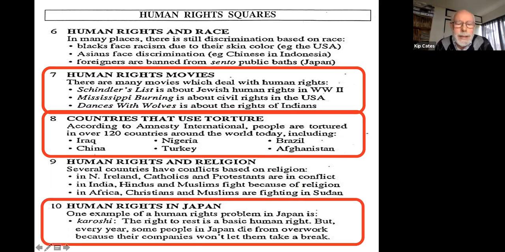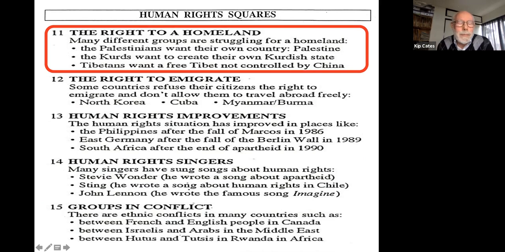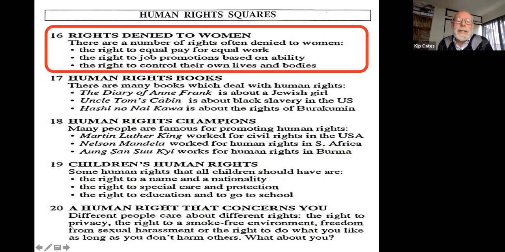And human rights in Japan. The right I try to stress is karoshi, people's right to rest. It's a basic human right, but in Japan, every year people die from overwork. So again, you can pick up a number of these groups that are denied the right to a homeland. Palestinians, Kurds, Tibetans, human rights singers, Stevie Wonder, Sting, John Lennon. Again, you can give your own examples to try to expand students' ideas. Rights denied to women, equal pay for equal work, and so on.